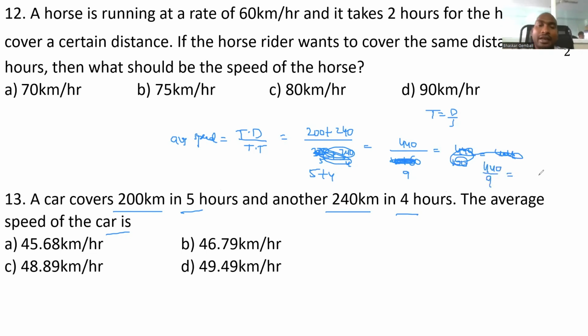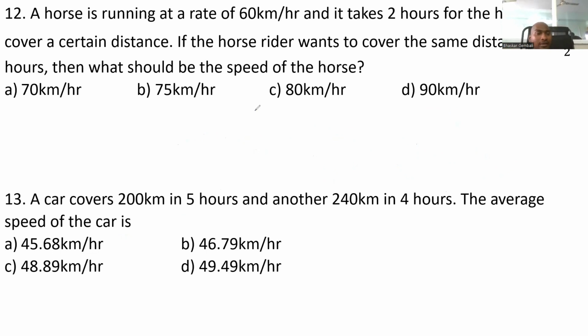Yes ma'am, let me explain what is given here. So guys, a car covers 200 kilometers in 5 hours and another 240 kilometers in 4 hours. The average speed of the car? Average speed equals total distance traveled by total time taken. Total distance is 200 plus 240 by 5 plus 4, nothing but 440 by 9.